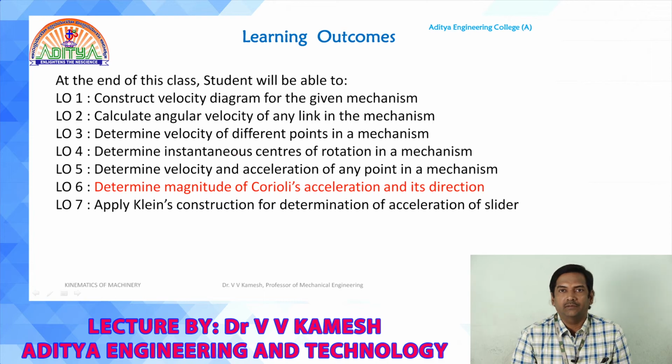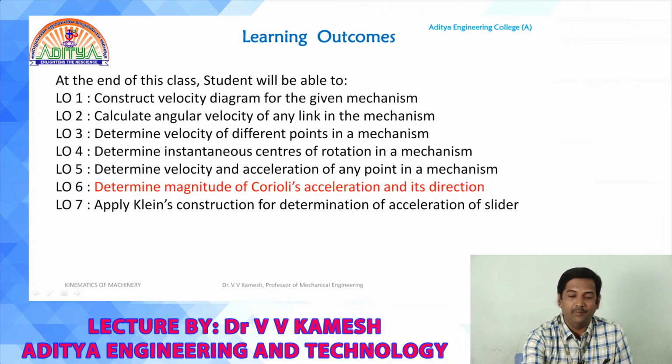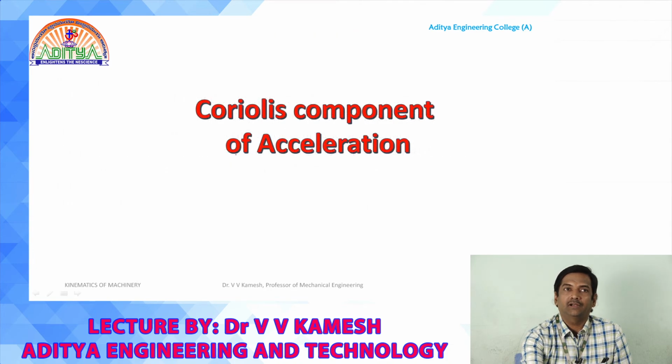In this lecture, we would like to know what is the third component of the acceleration in an acceleration diagram. So, we need to determine the Coriolis component of the acceleration. How will this Coriolis component of the acceleration be generated and what is the necessity?